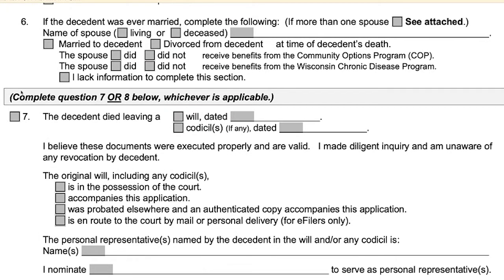Paragraph 6 wants to know if the decedent was ever married. If there was more than one spouse, you're going to need a few extra pages. They want to know if the spouse is living or deceased. They want to know if the decedent was married at the time of death or if they were divorced. And they want to know if the spouse received any state aid again.